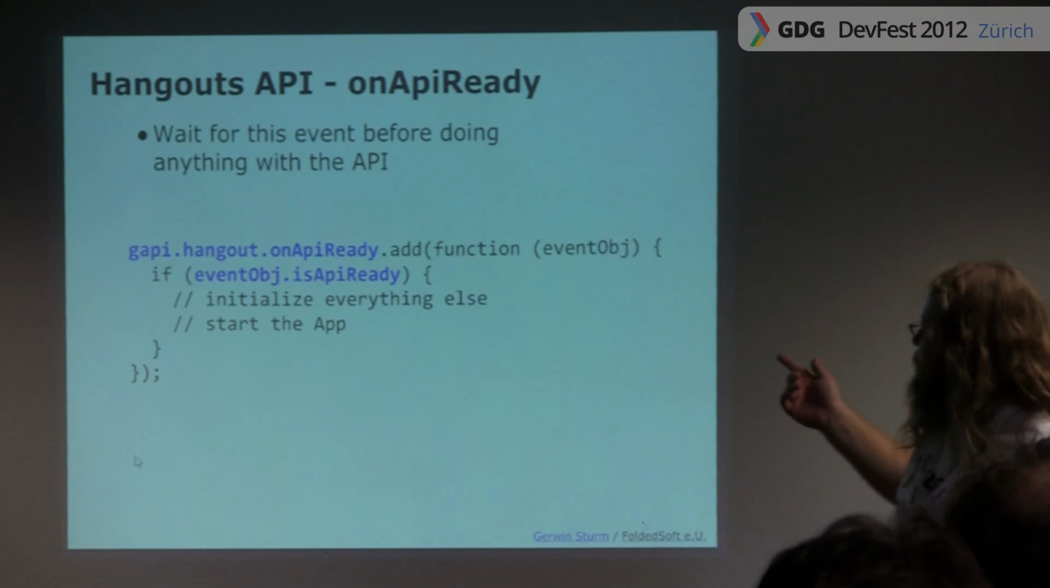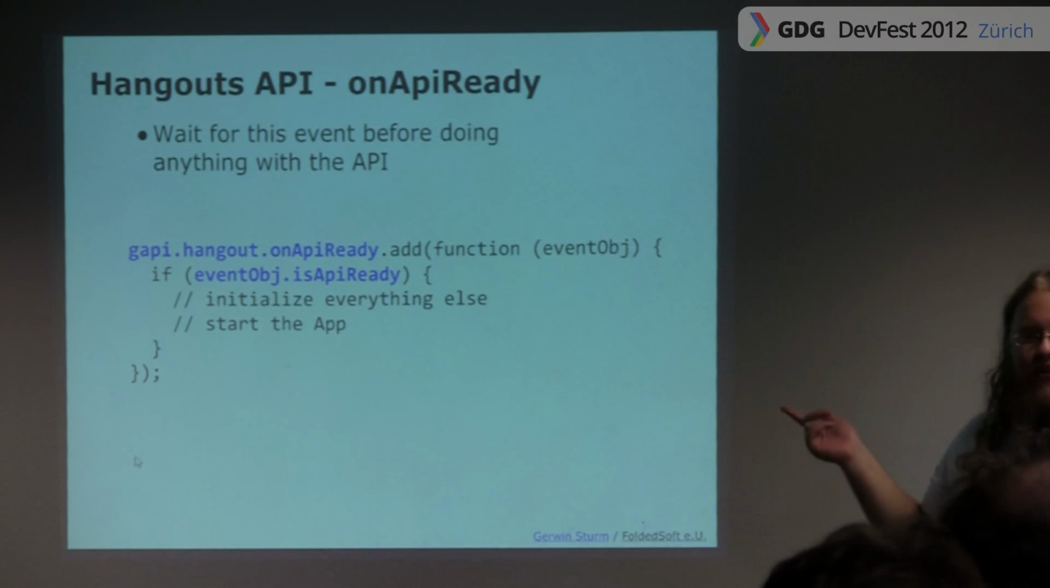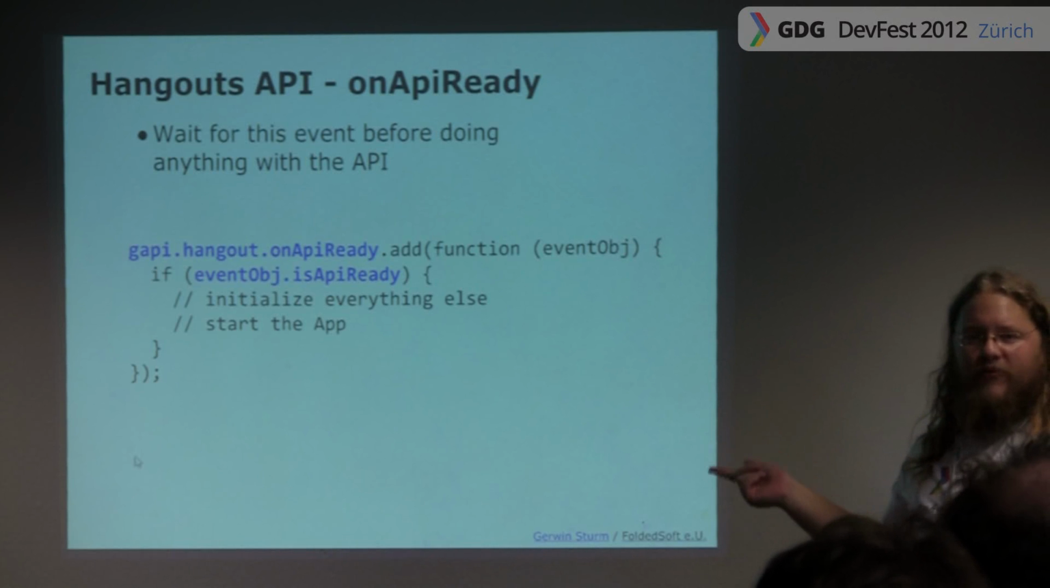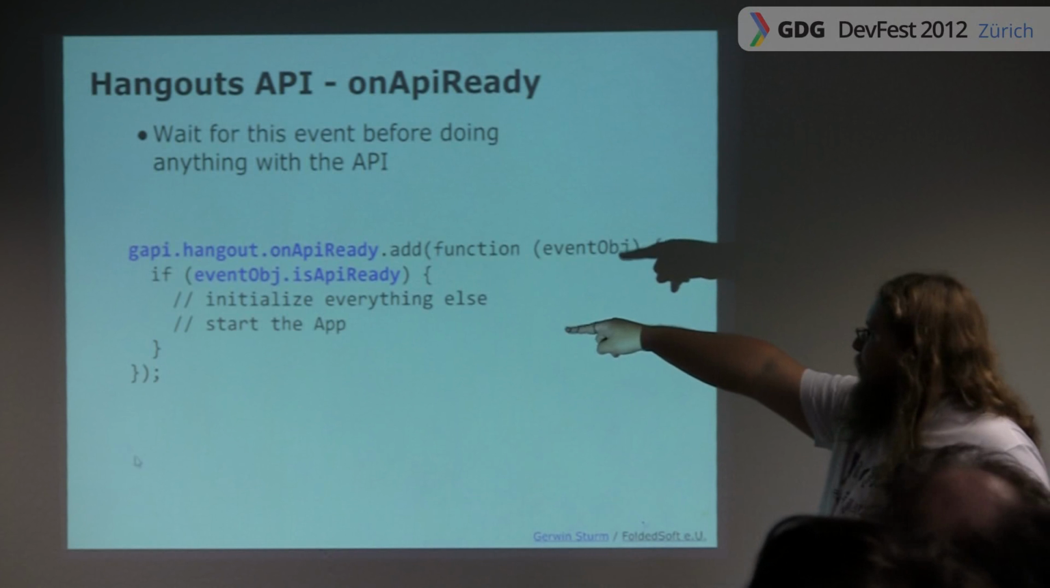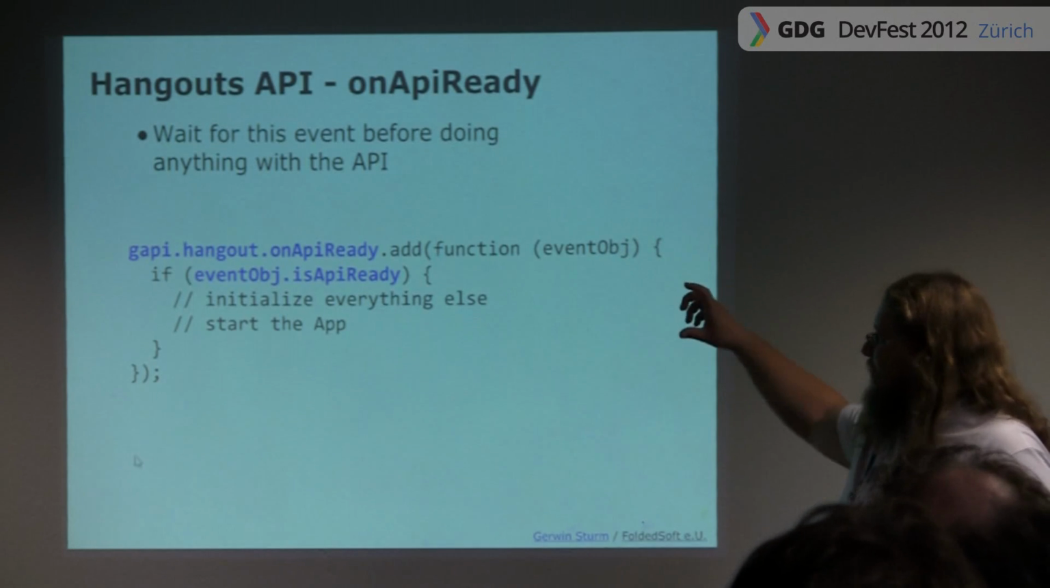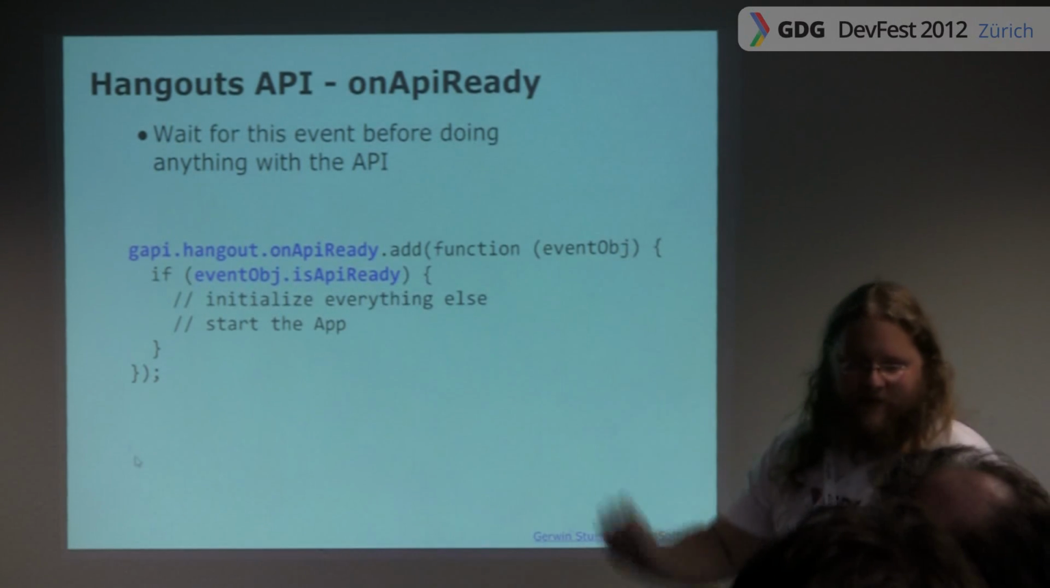So the important thing is before you start using the API, you actually have to wait for the API to be ready for you to use. So you add an event function which waits for the on API ready event, and then after this has been called, you do all the rest.